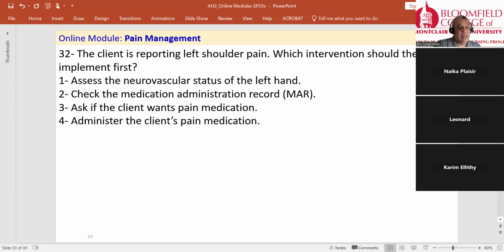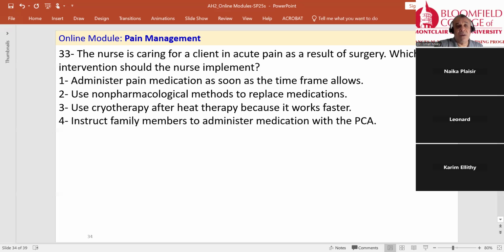Now, what about number 3? The nurse must rule out complications that require medical intervention before medicating the client. And 4, administer the client pain medication, which is actually giving the drug to the patient. The nurse should not administer any pain medication before ruling out complications. We have to rule out complications first. And so check number 1? Exactly. Yeah. So we have to rule out complications and check the MAR before we give the drug. So number 1 would be the correct answer. 33.